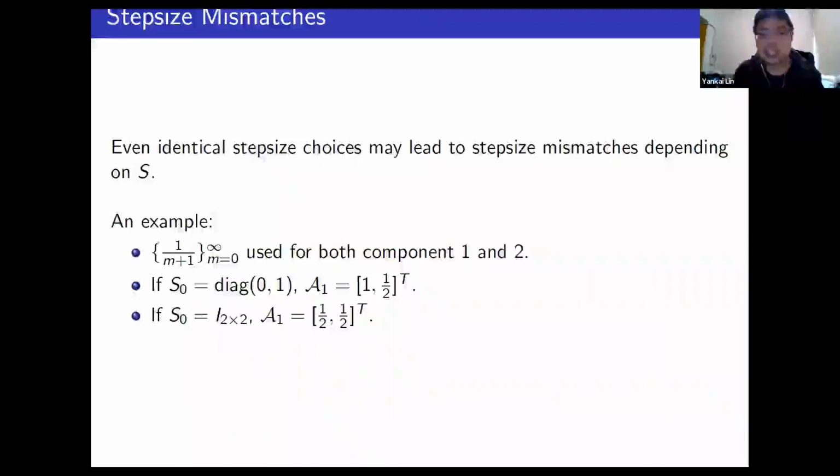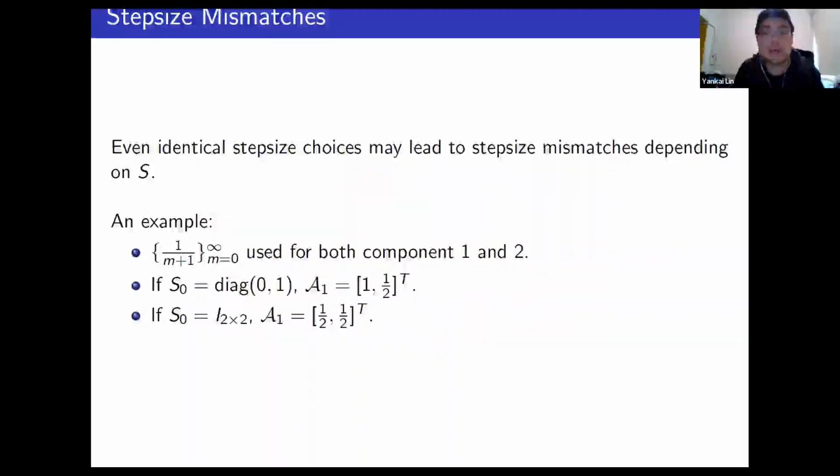And another thing I want to discuss is that even if you choose identical stepsize sequences, this may still lead to stepsize mismatches depending on how the block diagonal matrix S looks like. So here is an example. Let's say every component uses this commonly used 1/(n+1) sequence. That's the stepsize sequence you like.